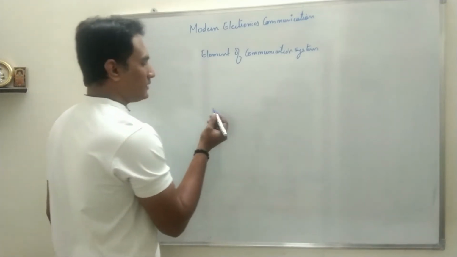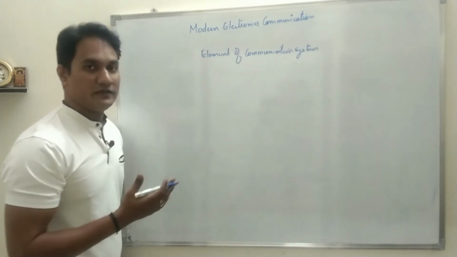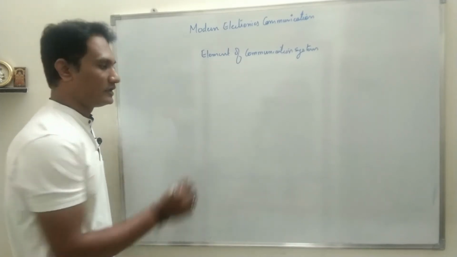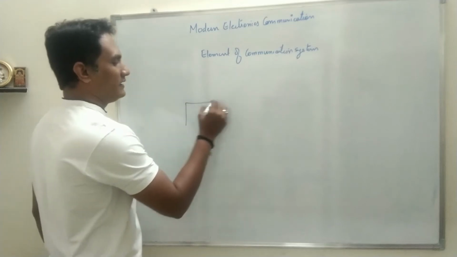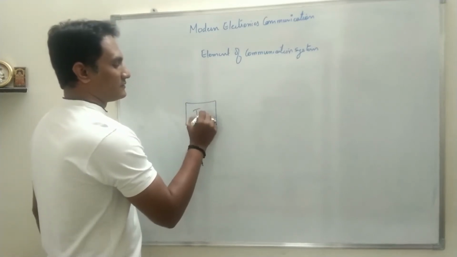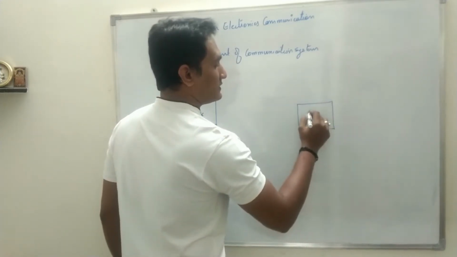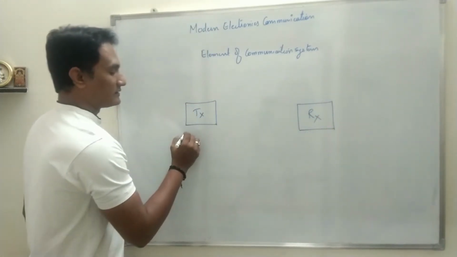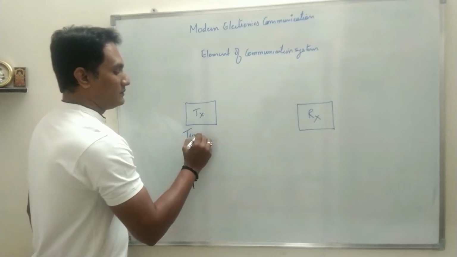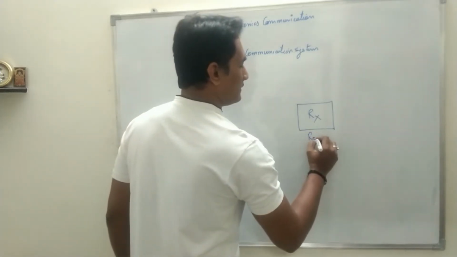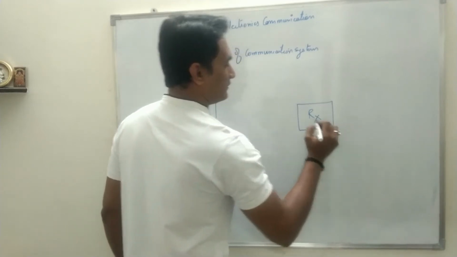So basically, when we are trying to understand modern electronic communication, the basic devices are a transmitter, represented by TX, and a receiver, represented by RX. This is a transmitter and this is a receiver.